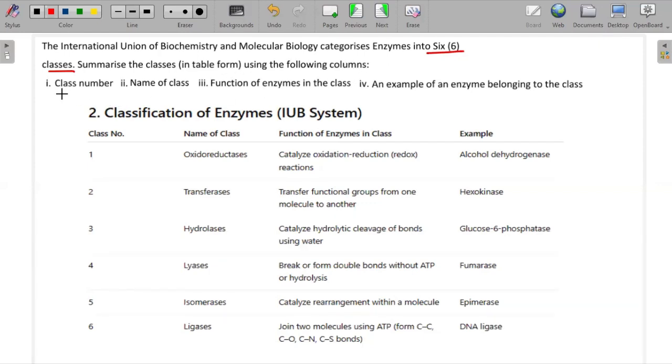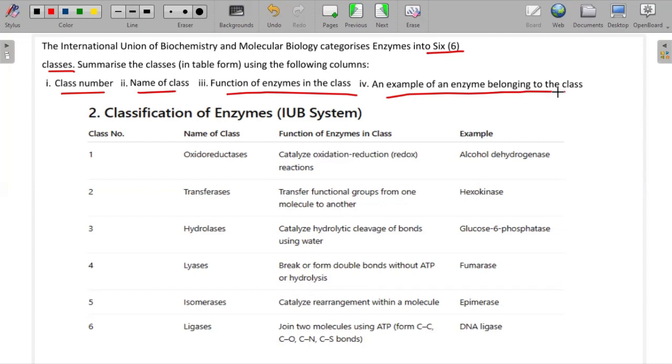So they said we should have a class number, the name of the class, the function of the enzymes in that class, and then the fourth column should have an example of an enzyme belonging to that particular class. Okay, so the question is straightforward here. The International Union of Biochemistry and Molecular Biology sat down and categorized these enzymes into 6 classes. Those are the classes that they're telling us to list, and also state the function of each class of the enzyme and give an example.